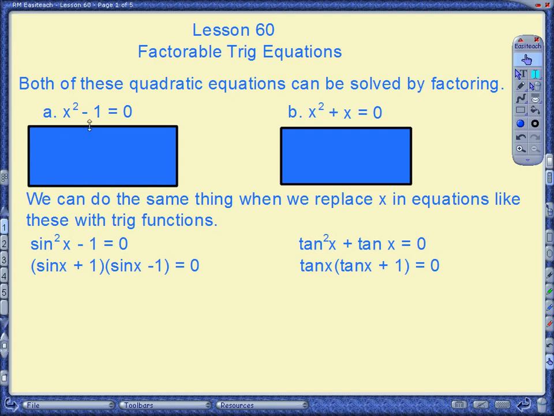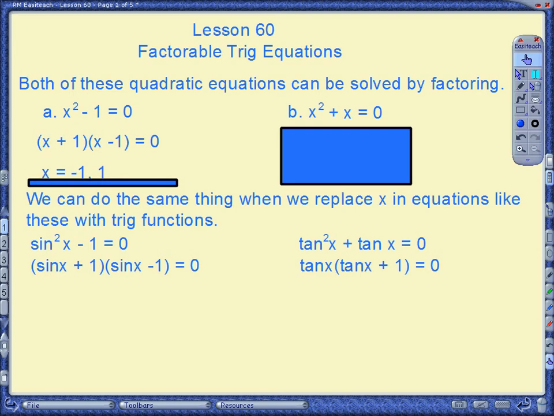This is the difference of two perfect squares. The square root of x squared is x, and the square root of 1 is 1. So when we have the difference of two perfect squares, we factor as x plus 1, x minus 1: square root of the first term plus the square root of the second term, square root of the first term minus the square root of the second term. And we get for an answer x equals -1 or x equals +1 when we set both factors equal to 0.